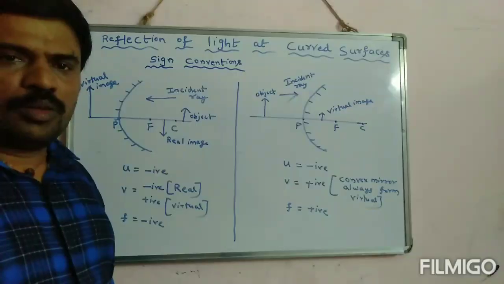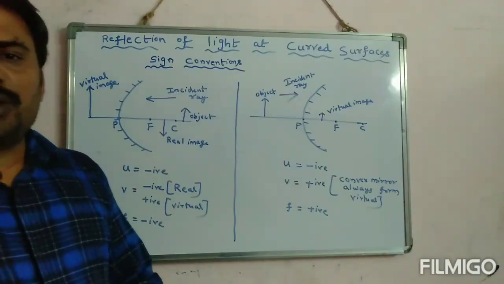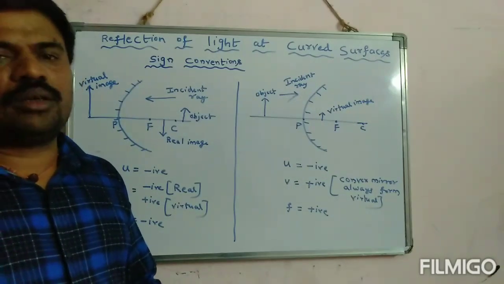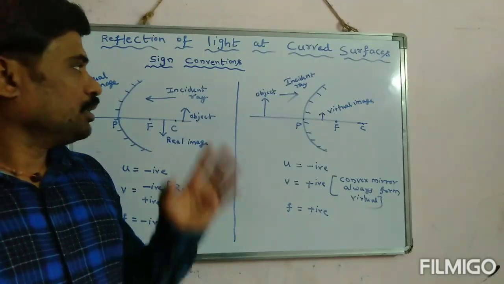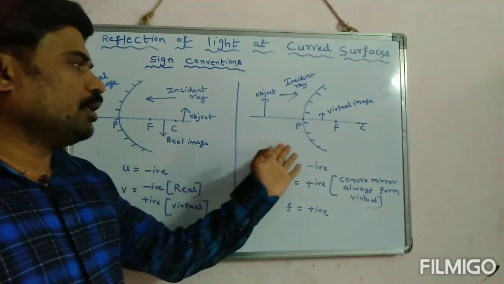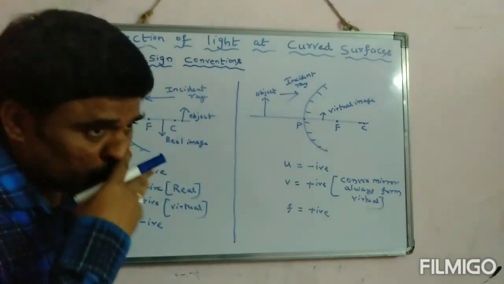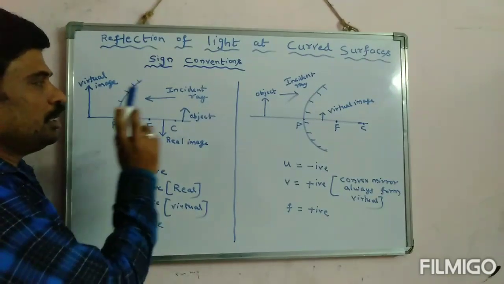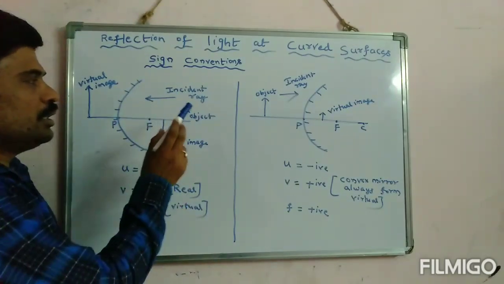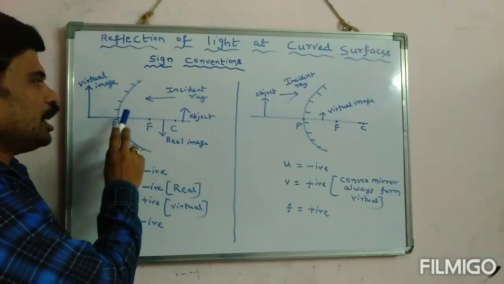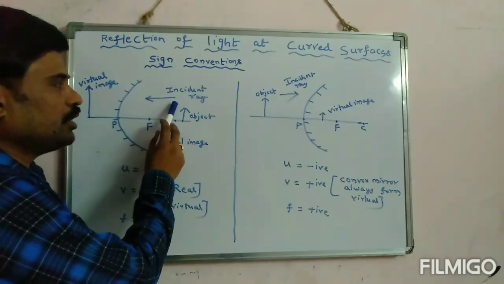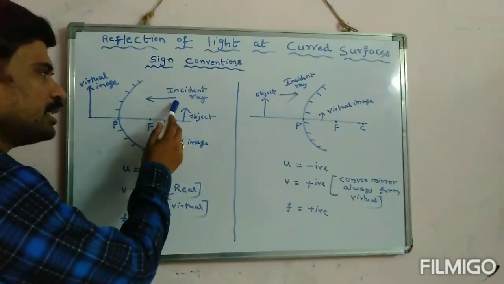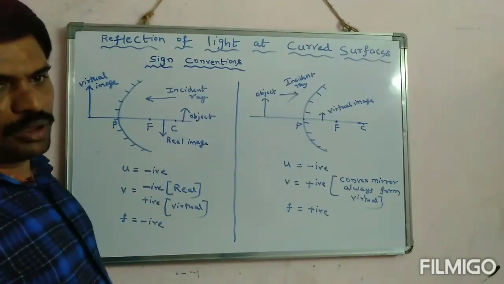Good morning, students. Today we are going to solve the problems regarding the spherical mirrors. Before that, let us recall the sign conventions of concave and convex mirrors. Already I said about sign conventions that all the distances must be measured from the pole, and the second rule is if we are measuring the distance opposite to the direction of incident ray, we should take it as negative. If we are measuring the distance in the direction of incident ray, we should take it as positive.